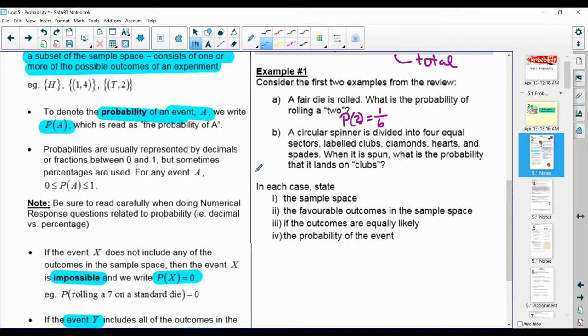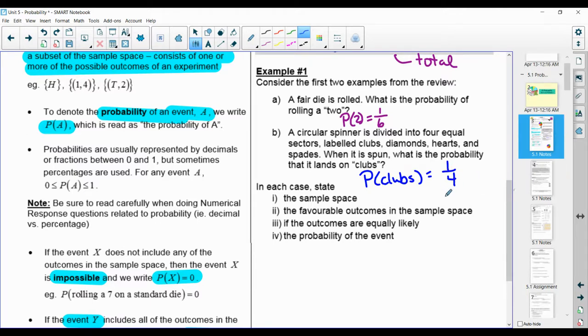Now, a circular spinner is divided into 4 equal sectors, labeled clubs, diamonds, hearts, and spades. And when we spin the spinner, we want to find out what is the probability of landing on clubs. So the probability of getting clubs is 1 out of 4. Now let's look at these in a little bit more detail.